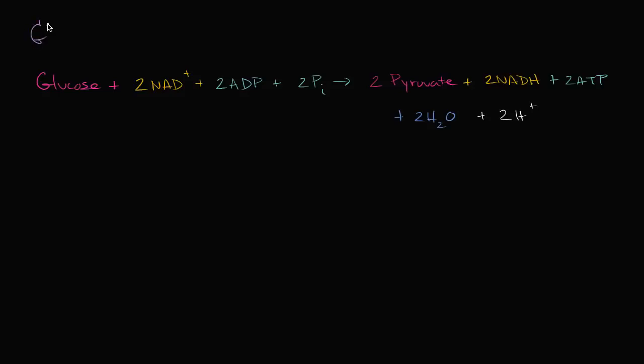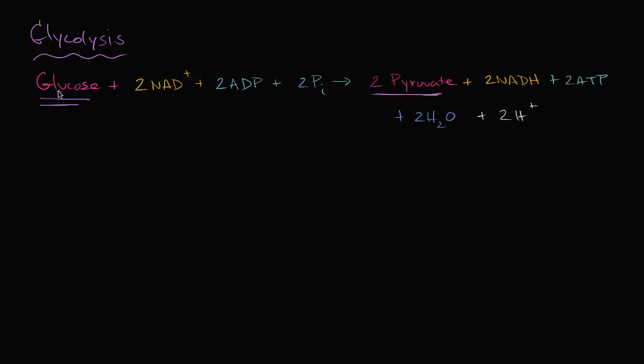So let's give ourselves an overview of glycolysis. Glycolysis is an incredibly important biochemical pathway. It occurs in practically all life as we know it. And it's all about taking glucose as a fuel, and in the process of breaking it up, lysing the glucose, glycolysis, breaking it up into two pyruvate molecules.